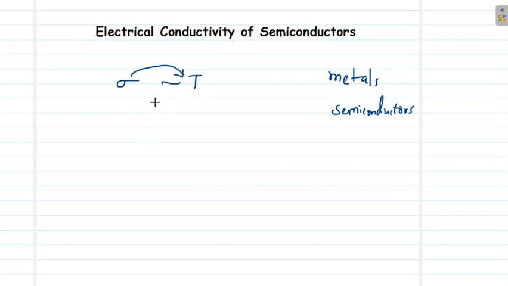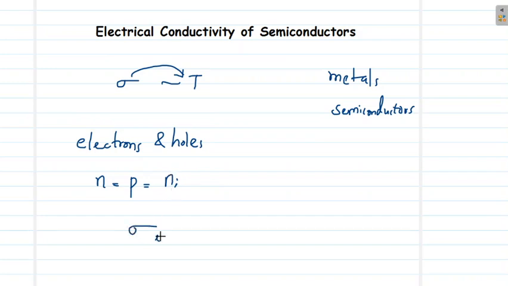So we know that in a semiconductor, there are two charge carriers, electrons and holes. So both of them are responsible for electrical conductivity in a semiconductor, especially in an intrinsic semiconductor. In an intrinsic semiconductor, concentration of electrons and holes are equal. So if I write the total conductivity in an intrinsic semiconductor, sigma i is equal to n e mu e plus p e mu h.